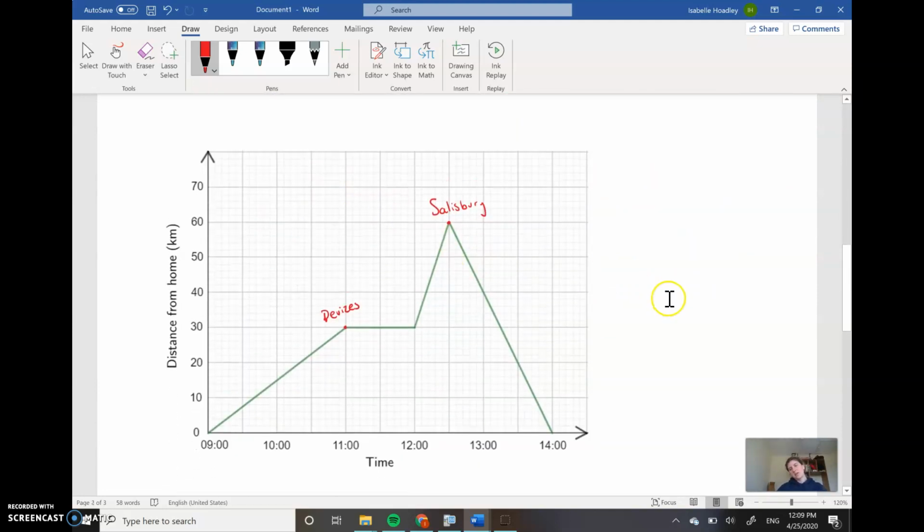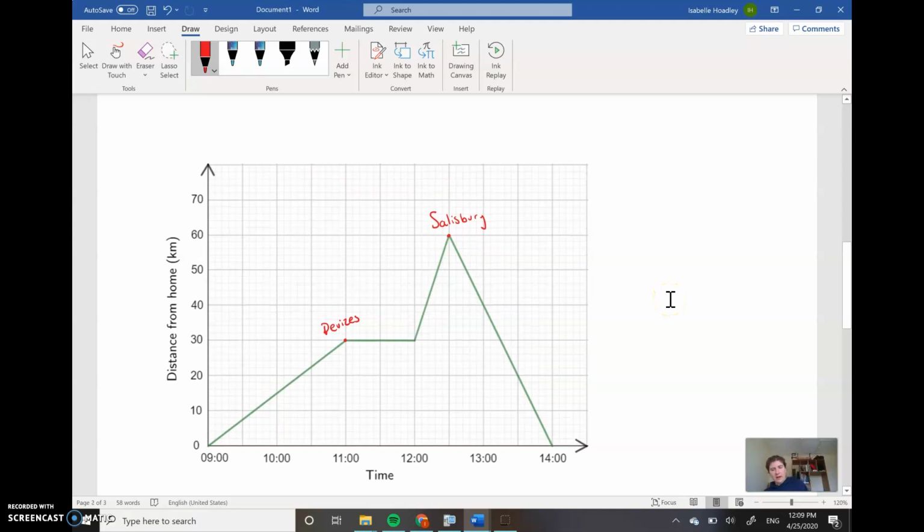So here is the distance from my house. I want to go to Salisbury, but I'm stopping through Devizes. Altogether, I'm traveling 60 kilometers away from home, but then I'm returning back to home. And I know I'm going back to home because I go back to 0 here. So this is home here. And then I arrive back at home at 2 p.m. here. Okay, back at home.